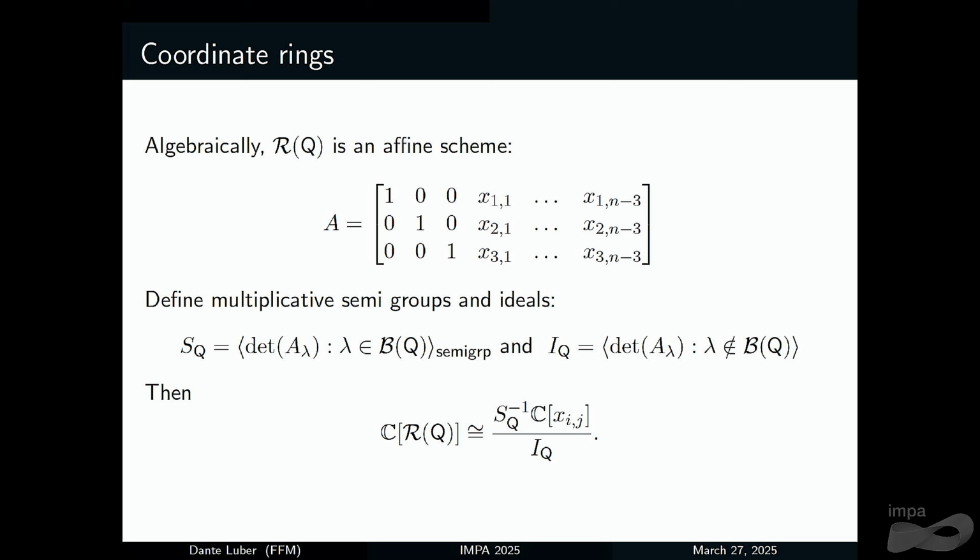So we're going to take the determinants indexed by non-bases and make an ideal out of those, and take the determinants indexed by bases and make a multiplicative semigroup out of that. And then the coordinate ring of your realization space is just the quotient of the polynomial ring by that ideal, localized with that semigroup. And that captures all the information you want. Okay, so that's easy to compute in reasonable cases.